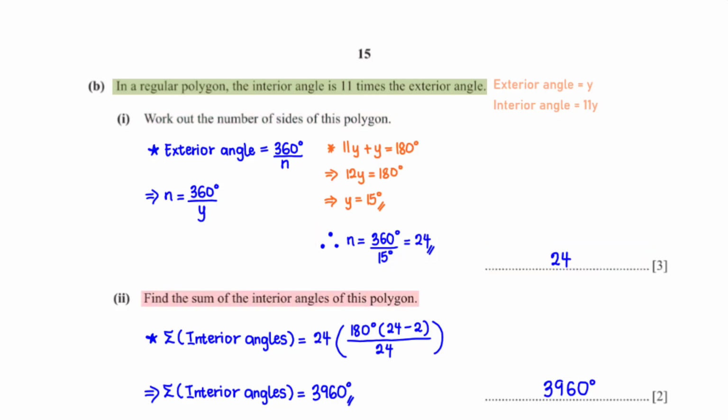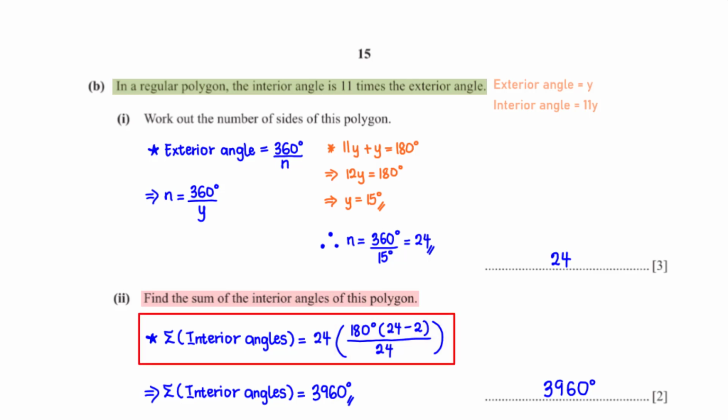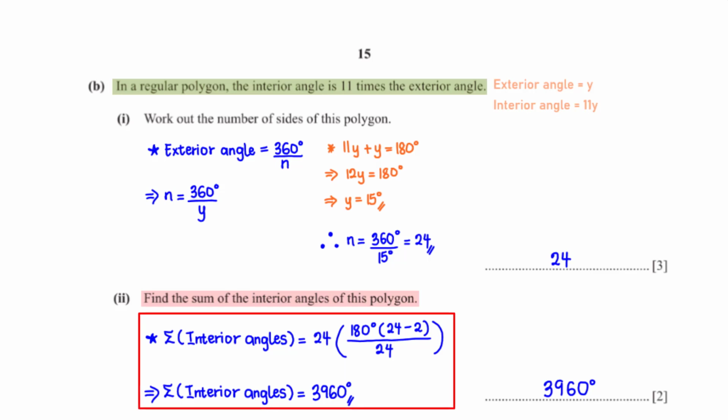Find the sum of the interior angles of this polygon. Here is the formula for the interior angle of a regular polygon. So in this case, that will be 180 degrees times 24 minus 2 divided by 24. So to get the sum of all the interior angles, we multiply this by 24, which gives us 3,960 degrees.